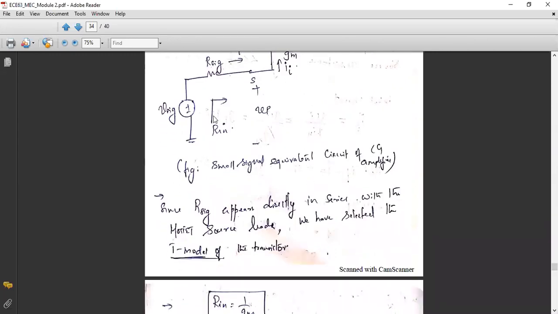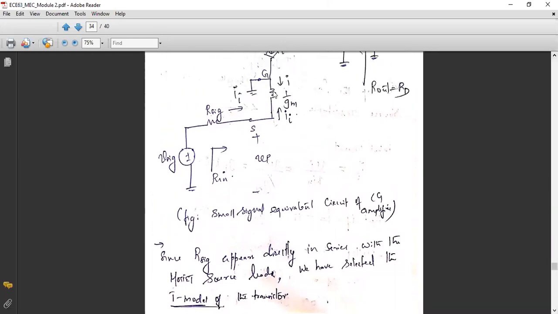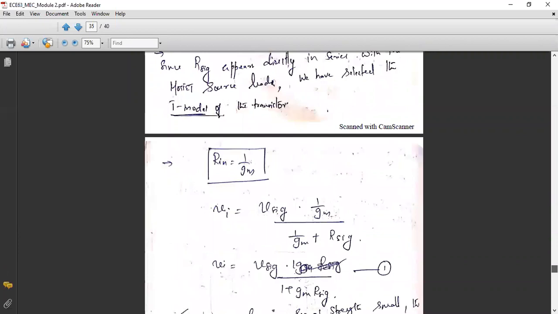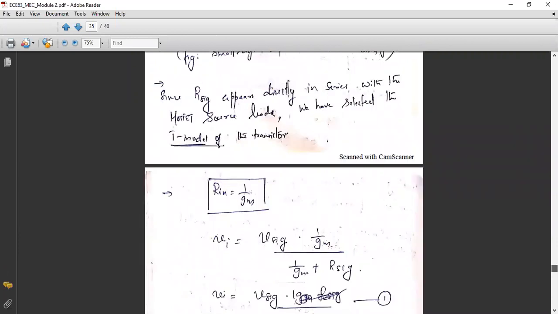Whenever you are looking through this particular terminal, the only resistance that is appearing across here is 1 by gm, because RSIG is in the series arm, so that will not come into our picture. We are not going to take RSIG. It is a very low value. So the only resistance that you can find here is Rin, that is 1 by gm.